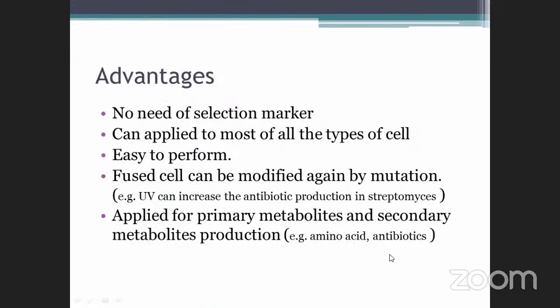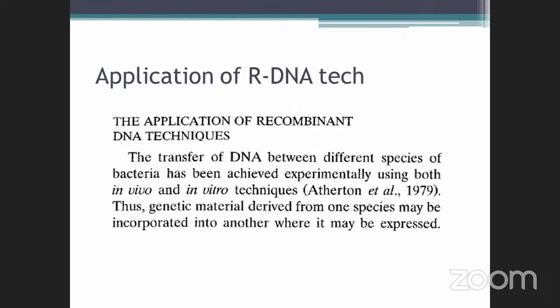Advantages: no need of selection marker, can be applied to almost all types of cells, easy to perform. A fused cell can be modified again by mutation. Once you have a fused cell, you can again select for another method to modify it, like mutation. Okay, applied for primary metabolite and secondary metabolite products. Okay.